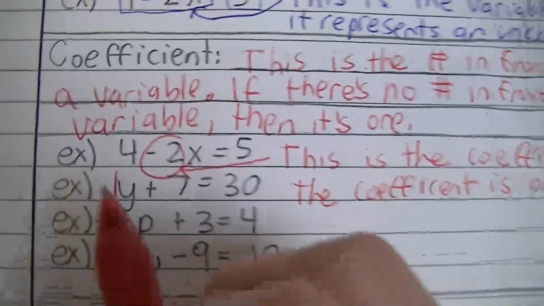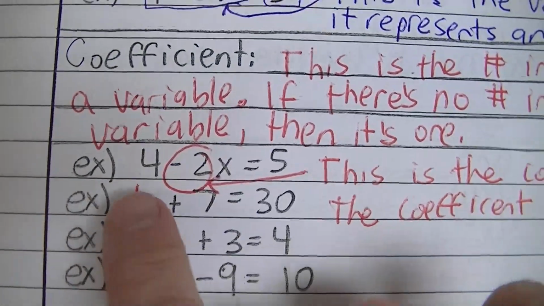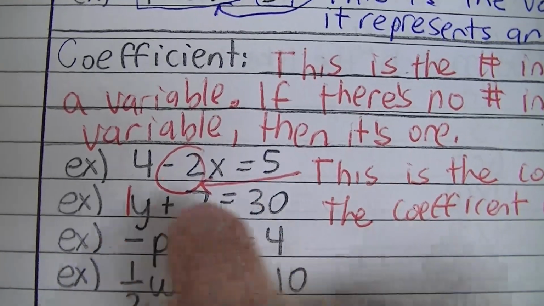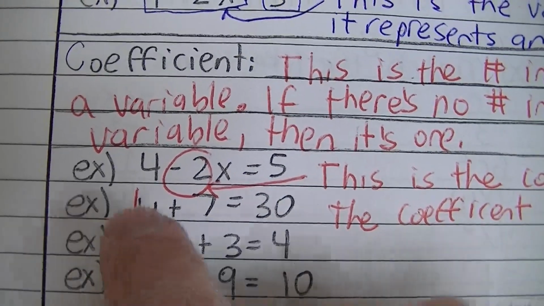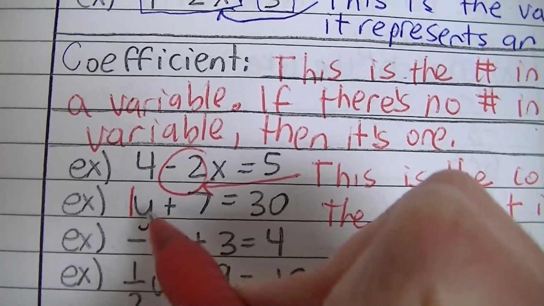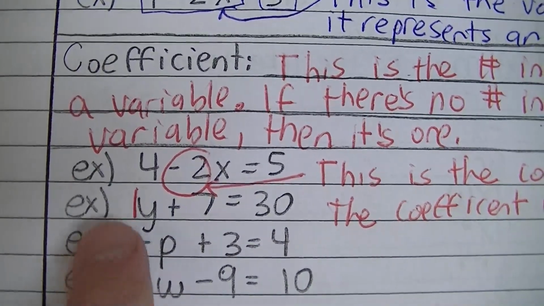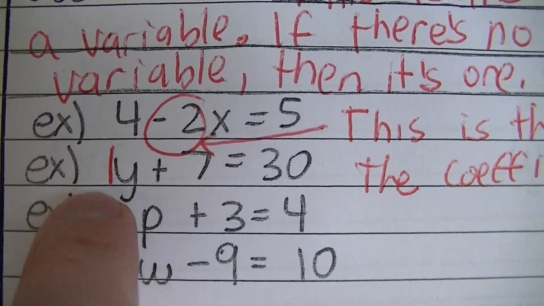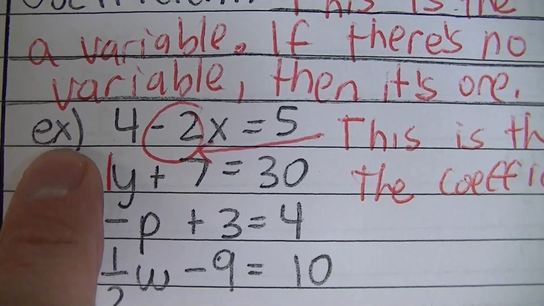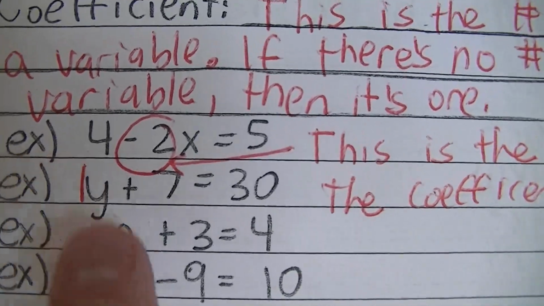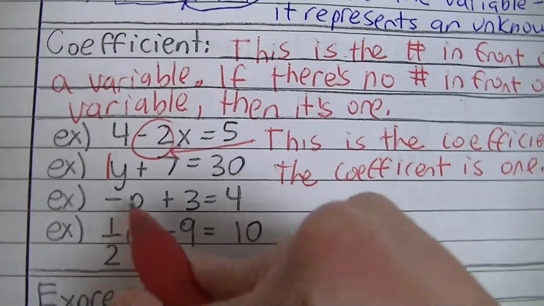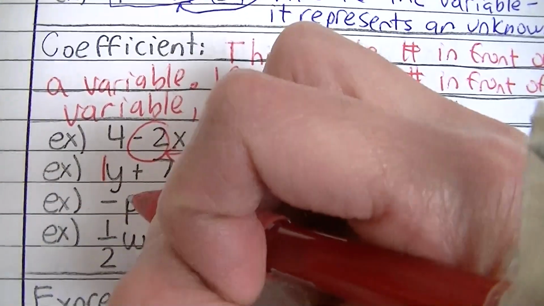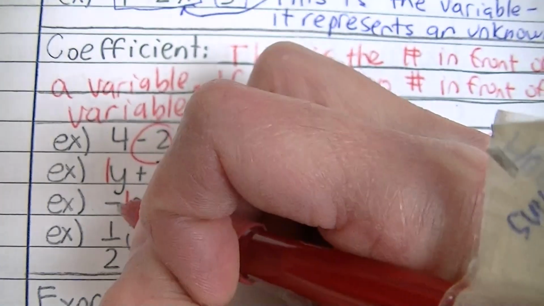Now don't get mistaken, y does not equal 1, because does 1 plus 7 equal 30? Nope. It means that there's only one y sitting right there. So that's why we typically don't write the number in front of it, because if there's already just one y sitting there, why would you have to write it? So it's not wrong if you do, and it's not wrong if you don't. Right here, again, there's no number in front of it, so just assume it's 1, and in this case it'd be a negative 1.